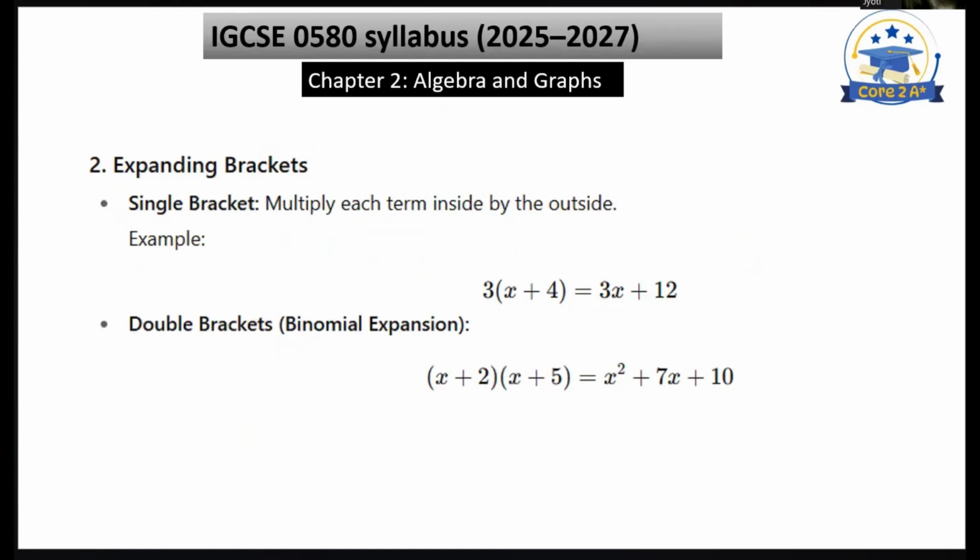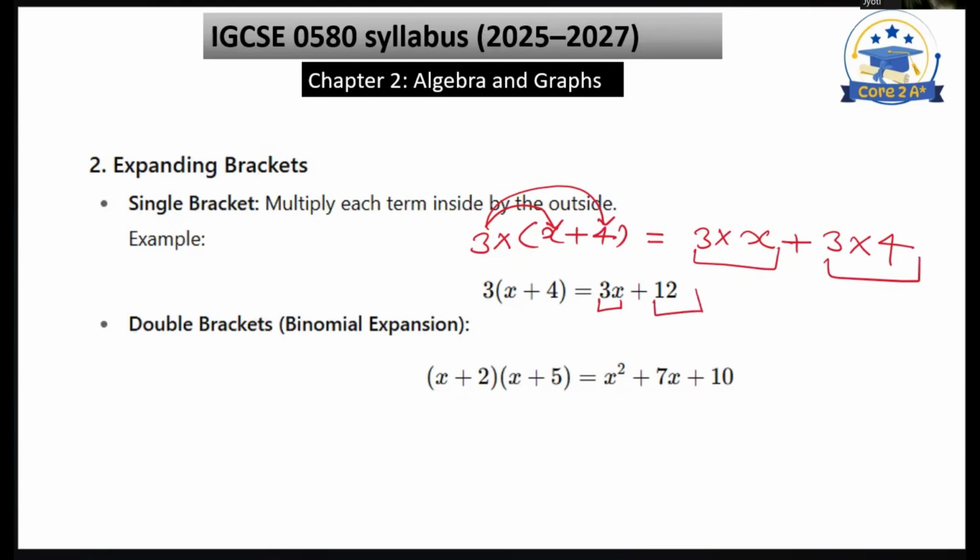Next, subtopic, expanding brackets. How do we expand the brackets? Here you can see the bracket. Bracket means if there is no sign, we have to multiply, right? 3 multiplied by x plus 4. So how do we multiply? First with the first term and then with the second term. 3 times x plus 3 times 4. 3 times x, 3x. 3 times 4, 12. Right? So that's the answer.